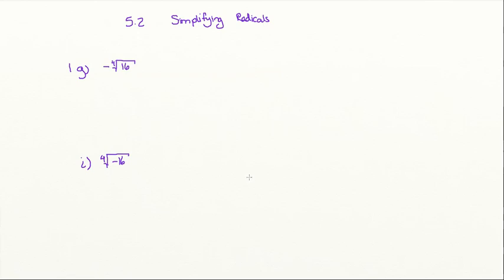5.2, simplifying radicals. This begins on page 155. Question 1, simplify. G, negative fourth root of 16. The negative sign is outside the radical sign, so we're just going to leave it for now. Just copy that down. The fourth root of 16.